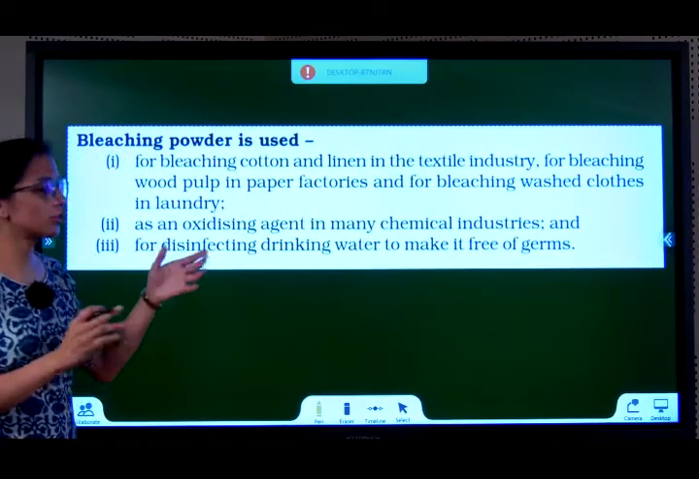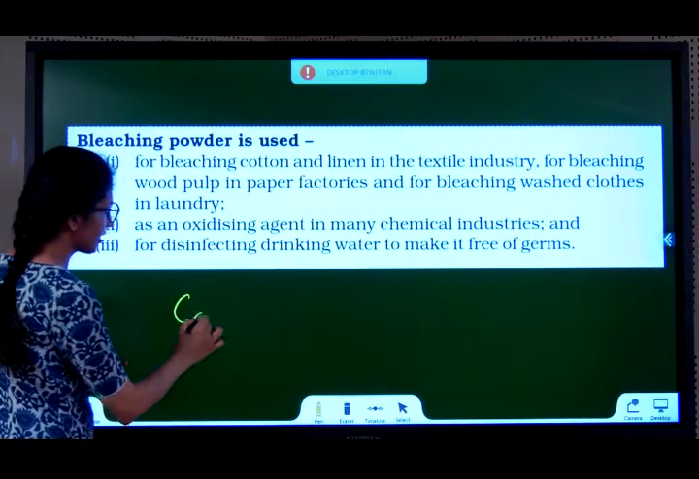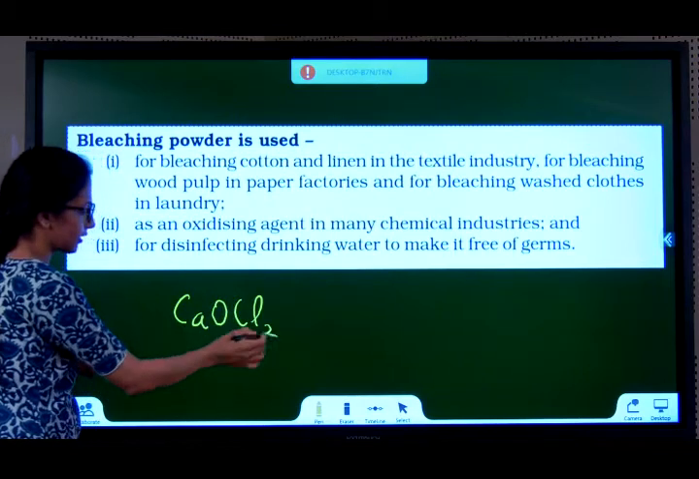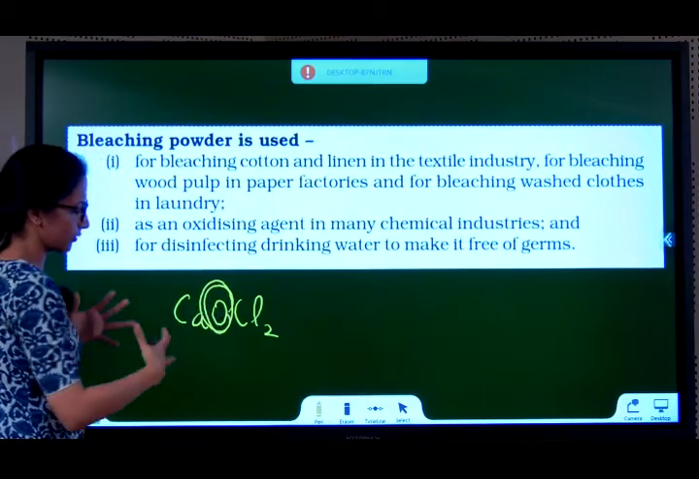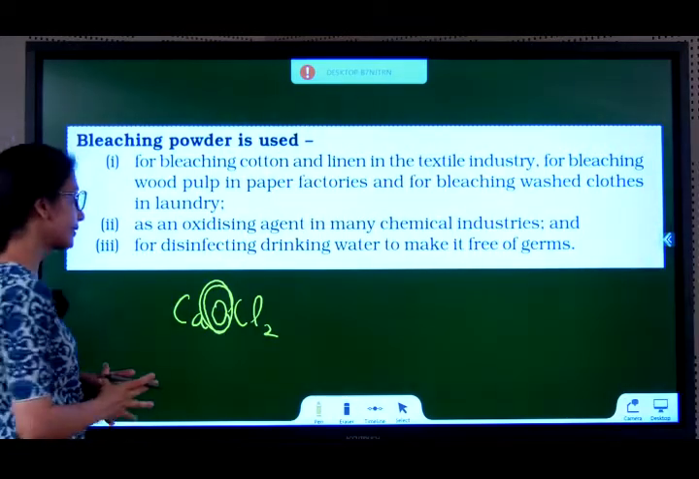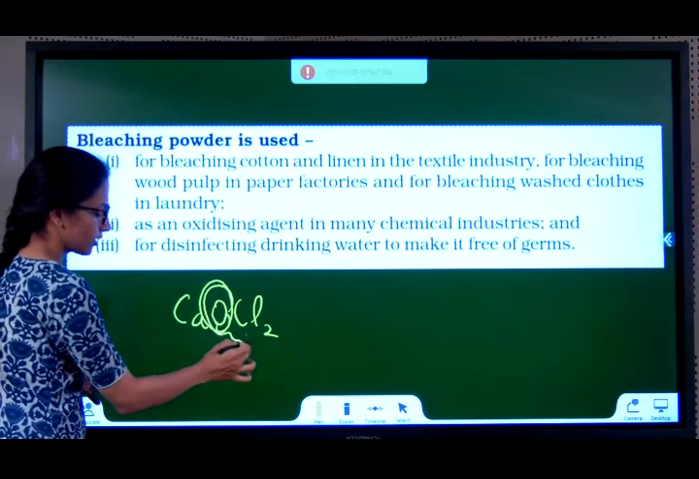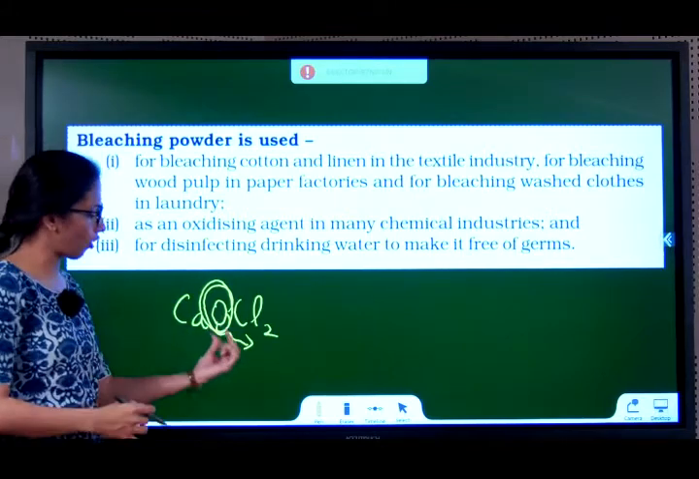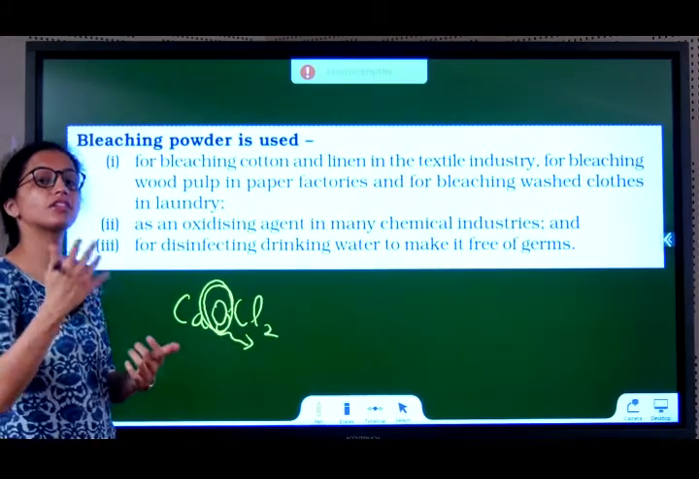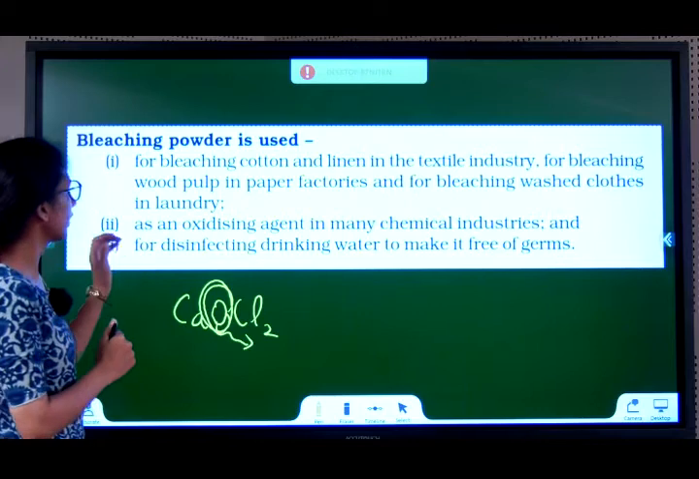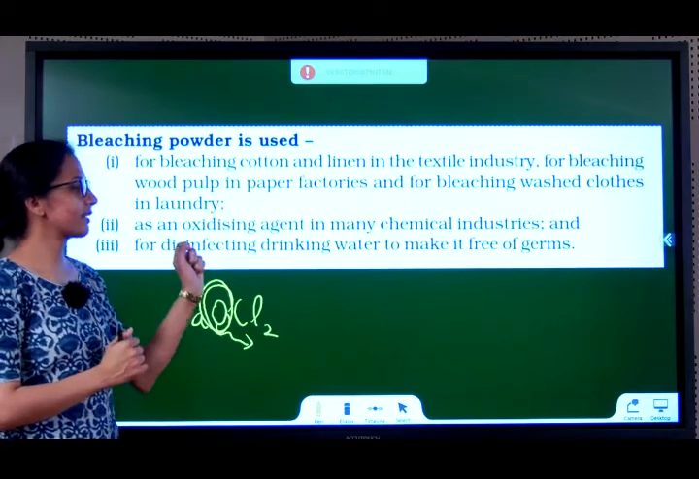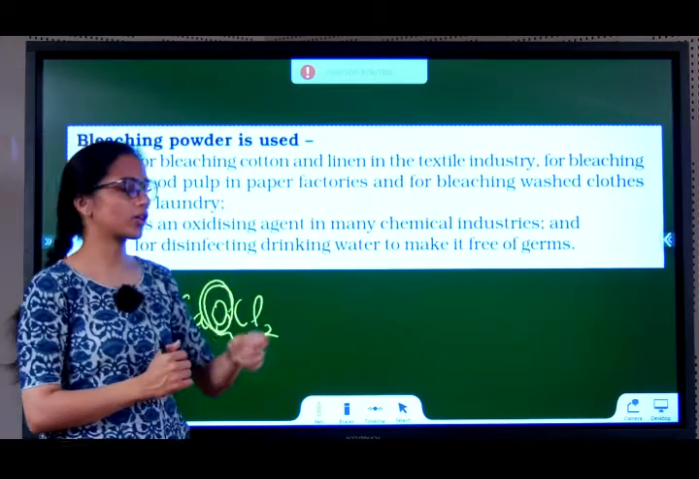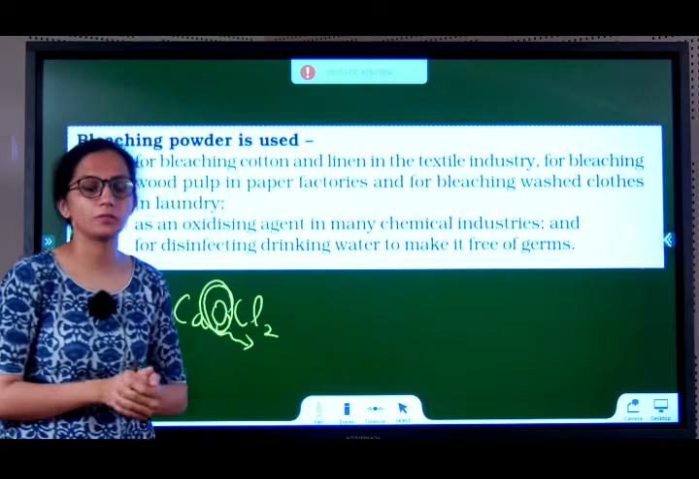Next, bleaching powder is used as an oxidizing agent in chemical industries. Calcium oxychloride, there is only one oxygen here. Under some circumstances, we make this oxygen, they do a reaction, they conduct an experiment such that the oxygen is liberated over here and it's a good oxidizing agent. It is also used as a disinfectant in drinking water to make it free of germs.